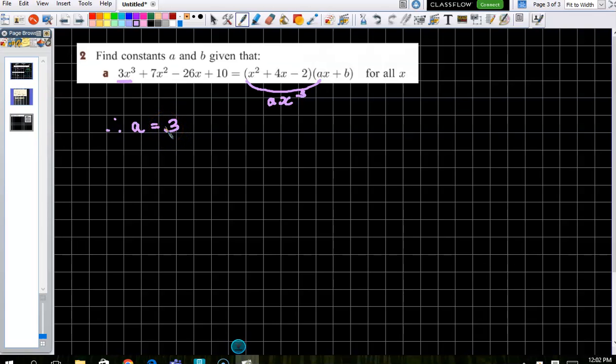If a was 2, well then x squared times 2x gives me 2x cubed. Well, that's not what I want. I want 3x cubed. If a was 5, x squared times 5x will give me 5x cubed. I don't want 5x cubed. I just want 3x cubed. Happy with that? Okay? Oh, disappointed with this, because what would b have to be?